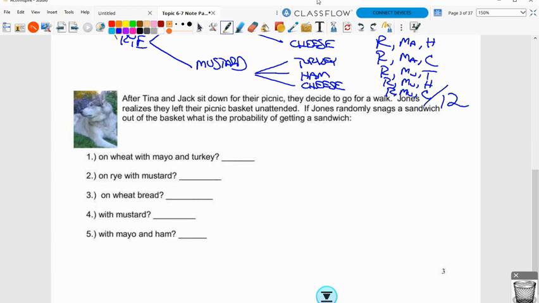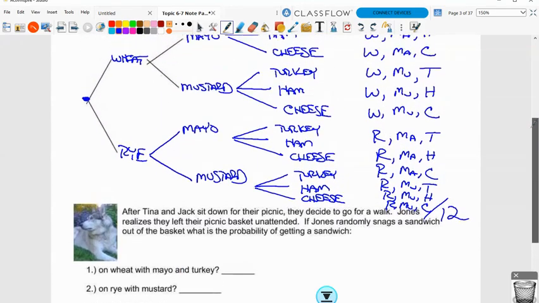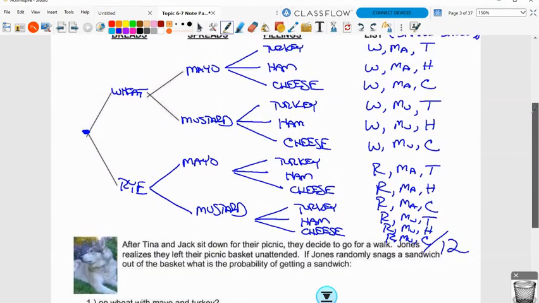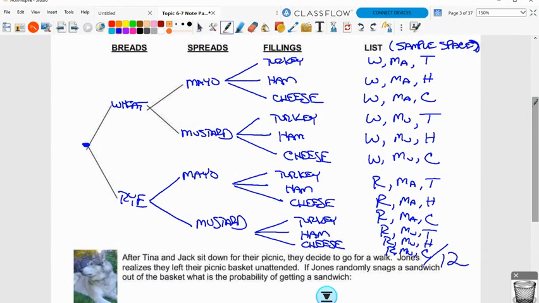So in question number one, they want to know what's the probability of getting a sandwich that has wheat bread with mayo and turkey. To answer that question, what we're going to do is take a look at our list. We're looking for wheat bread, mayo, and turkey. All the wheat breads are right up here at the top with mayo, so that's these top three. But with turkey, there's only one, the very top one right here has wheat, mayo, and turkey.